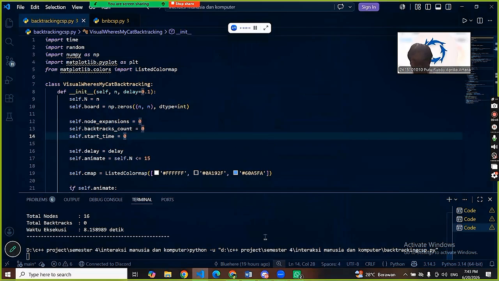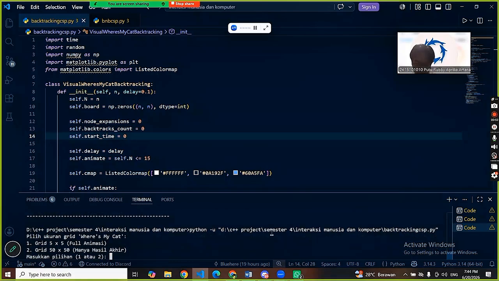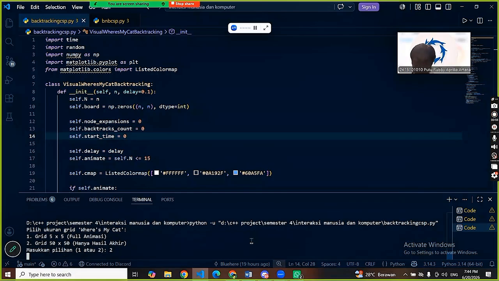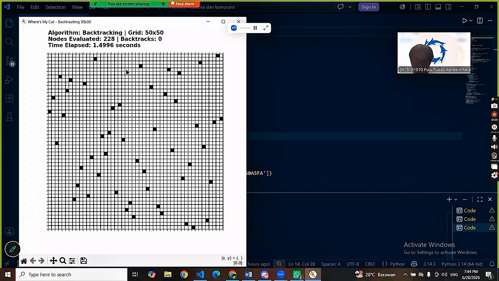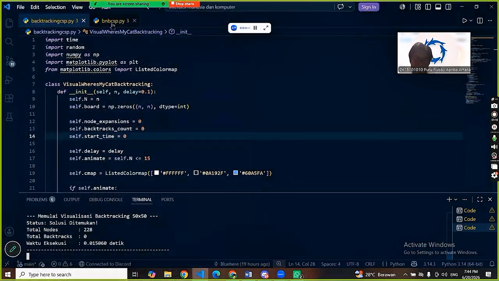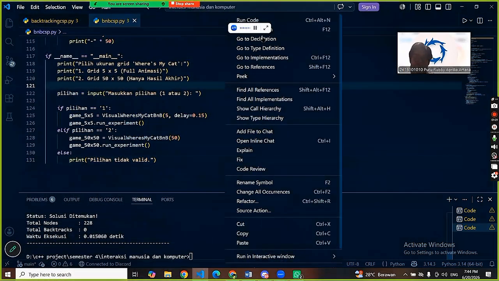Let's run again for the 50 times 50 for the backtracking algorithm. And this is the answer of the backtracking algorithm for the 50 times 50. So the nodes evaluated is 220x. There is such a big gap from before because the grid is 50 times 50. And let's just run the branch and bound algorithm.